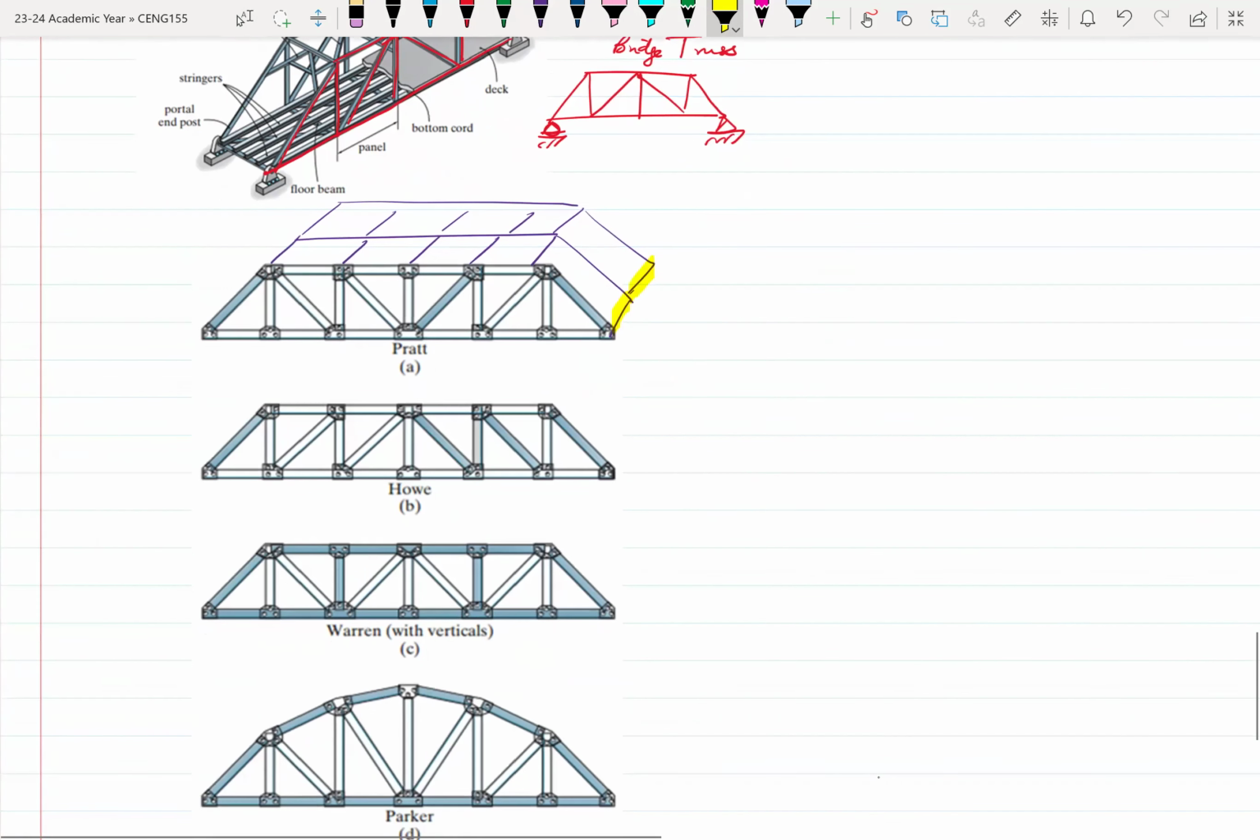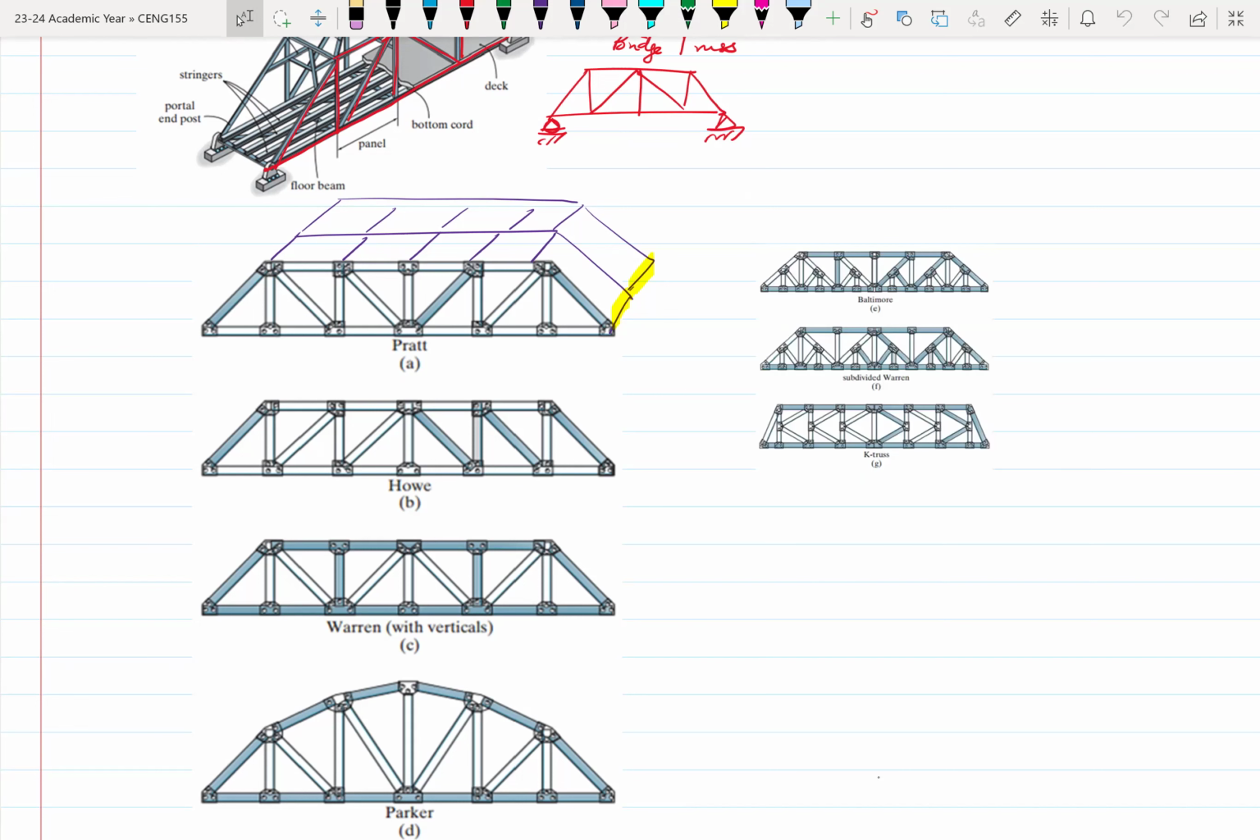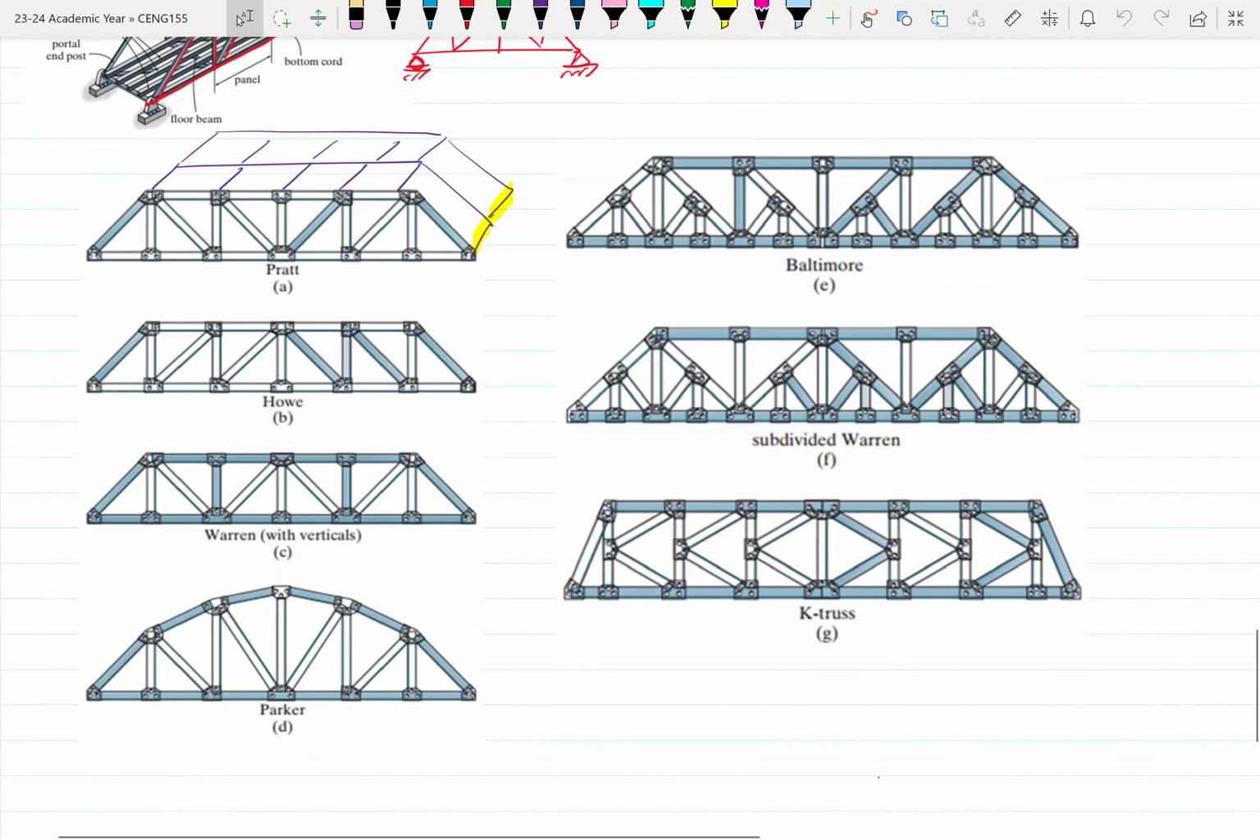So you have different configurations. Some of them are named after the engineers who came up with these concepts. So the Pratt, the Howe, the Warren, the Parker definitely would have been named after the engineers who came up with this concept of truss systems. There are a few more shapes out there, and every day new shapes are being developed. But most of the time, we just go with these older shapes. Then we also have on the right, there's a Baltimore, then the subdivided Warren. They also have the K truss. Again, different configurations of truss that we have.